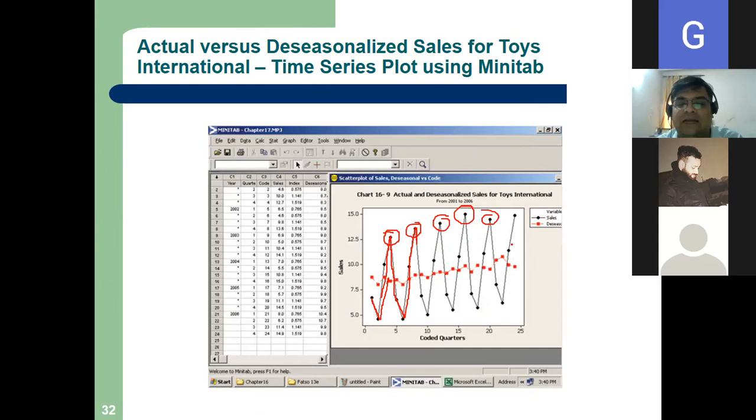All this black line, actually you can see, perhaps this is very small. These are my actual cells. Black ones are my actual cells. And these red dots are the deseasonalized cells. Can you see? We have removed the seasonality from the data. Yes, we have smoothened the curve. We have removed the seasonality. S को हमने हटा दिया.